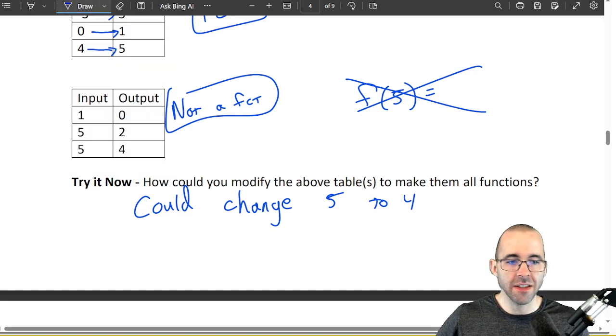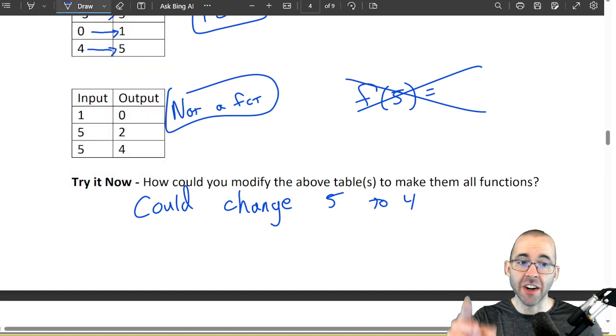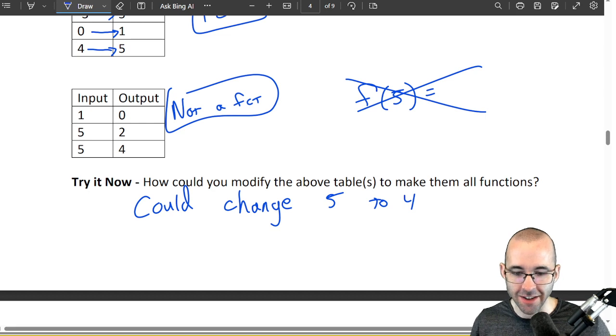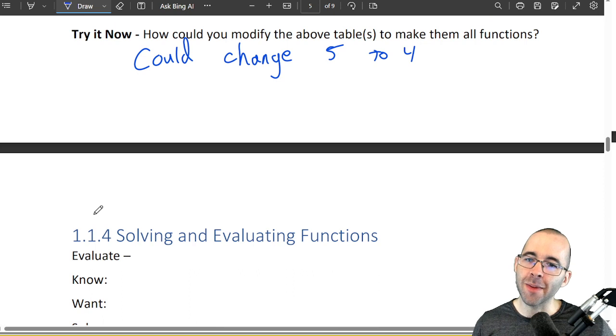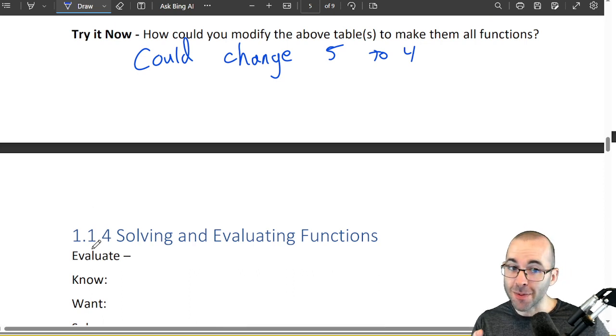All right, let me know if you have any questions. Now we know how tables can appear as functions. And in the next video, I'll give you a little spoiler, spoiler alert if you don't like spoilers. We're going to talk about solving functions next. That's probably surprising because, I don't know. Bye-bye.